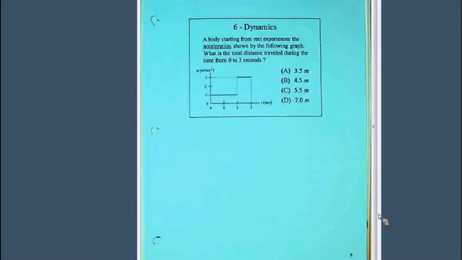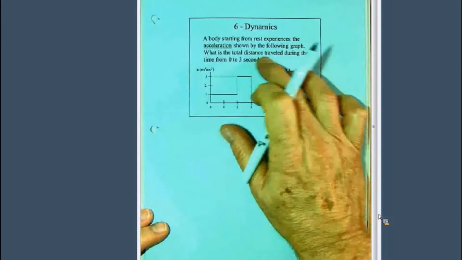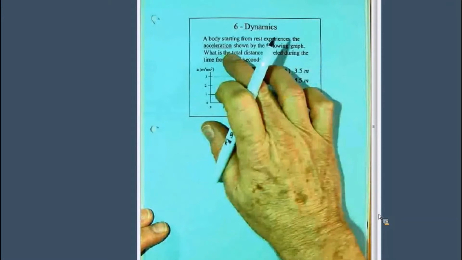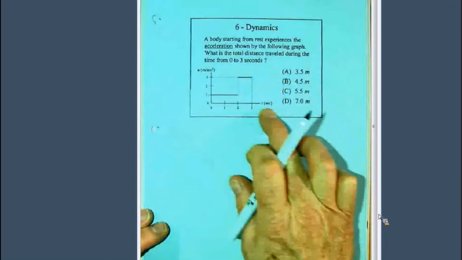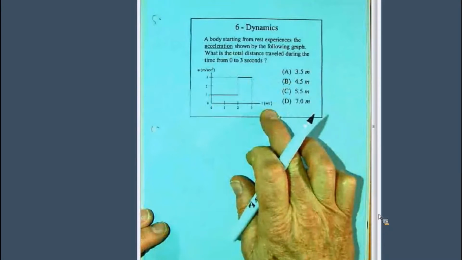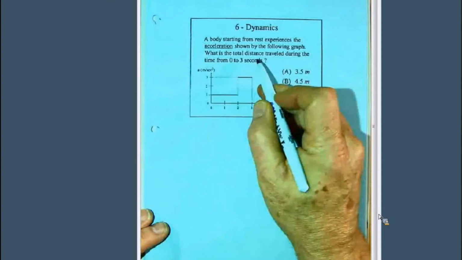First, this particular one has a body starting from rest that experiences acceleration. They may not necessarily underline that, but this is an acceleration versus time curve versus a velocity. But in order to answer the question, you're going to need to create a velocity time diagram from the information that you have here. And it says, what is the total distance traveled?